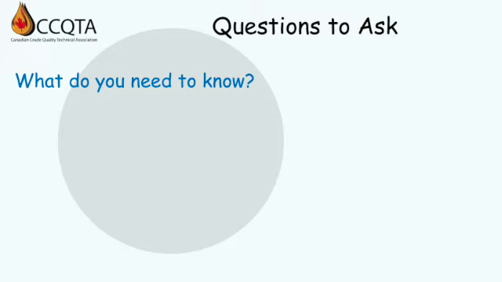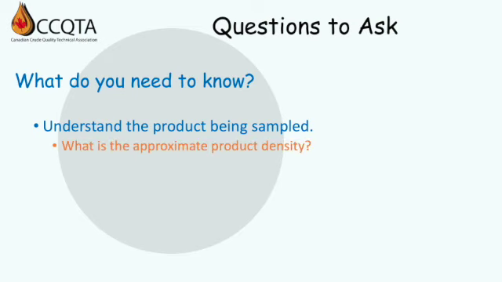As we've discussed, sampling has a risk of loss due to evaporation and boiling, so the first thing you must understand is the product being sampled so that appropriate sampling decisions can be made. First of all, what is the approximate product density? Low density products tend to have a high concentration of lower molecular weight components and thus also tend to have higher vapor pressures. Higher density products should be the opposite.